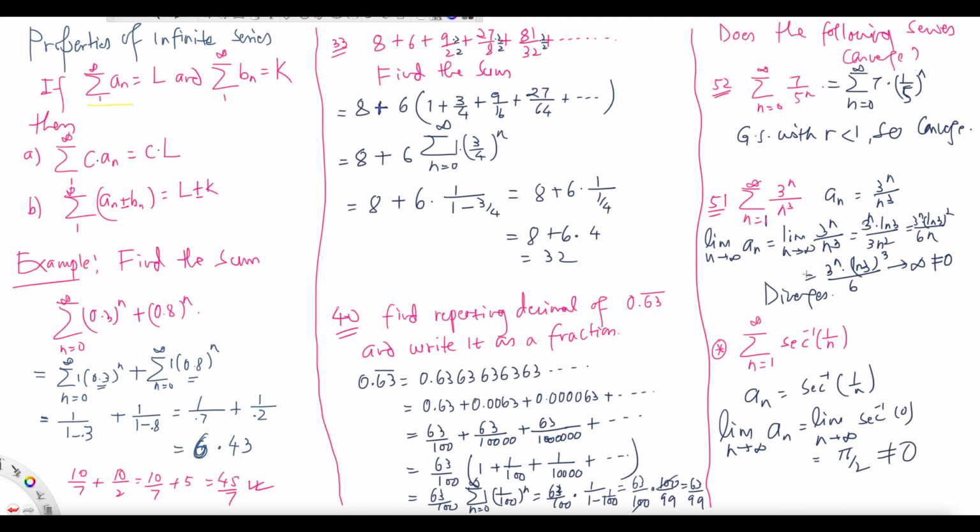Since the limit of the nth term is not 0, it diverges. If it was 0, we cannot say if it diverges or converges, but if it is not 0, it definitely diverges. That's what we can say. Okay guys, that's all for this section. Thank you.